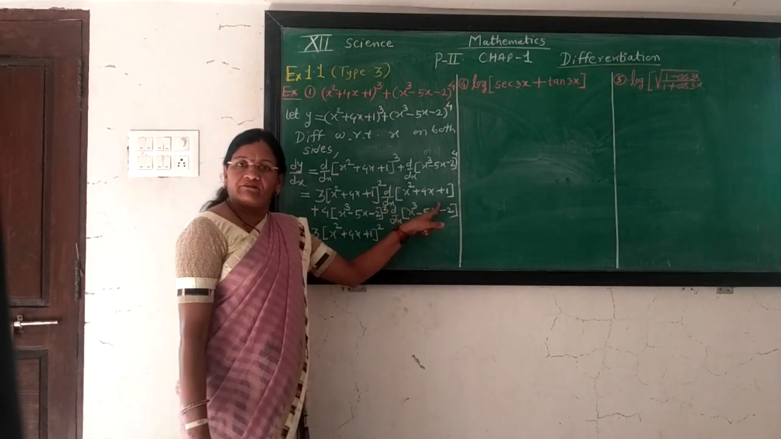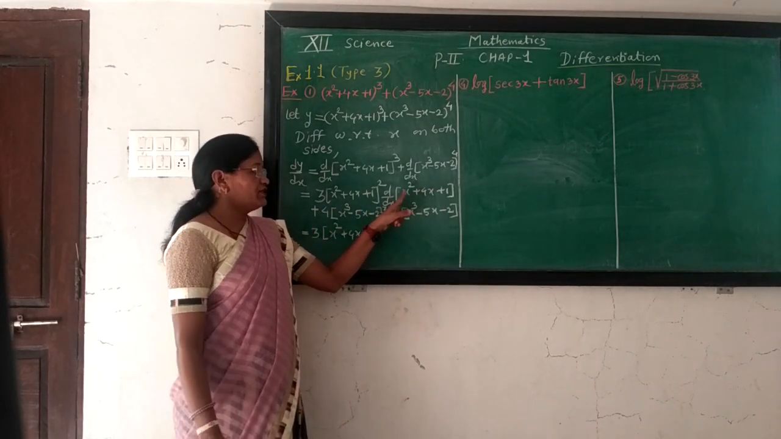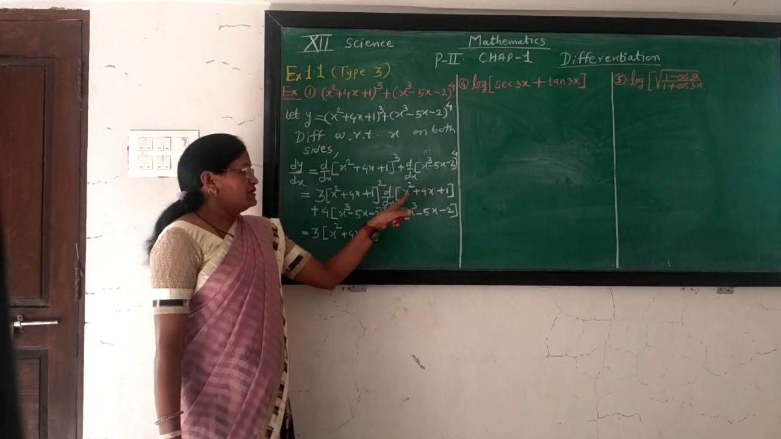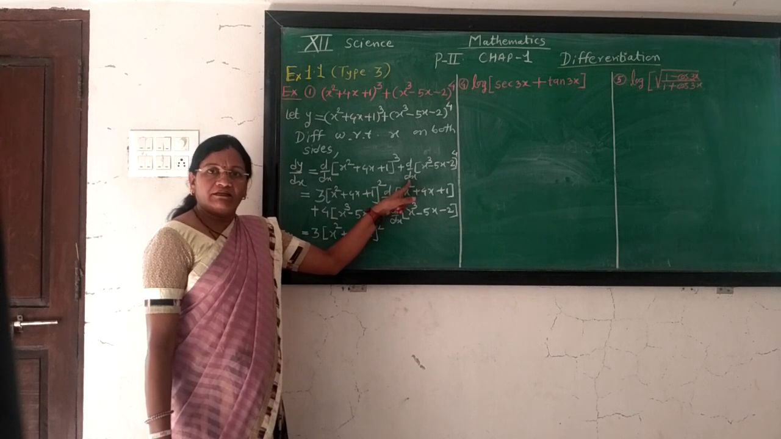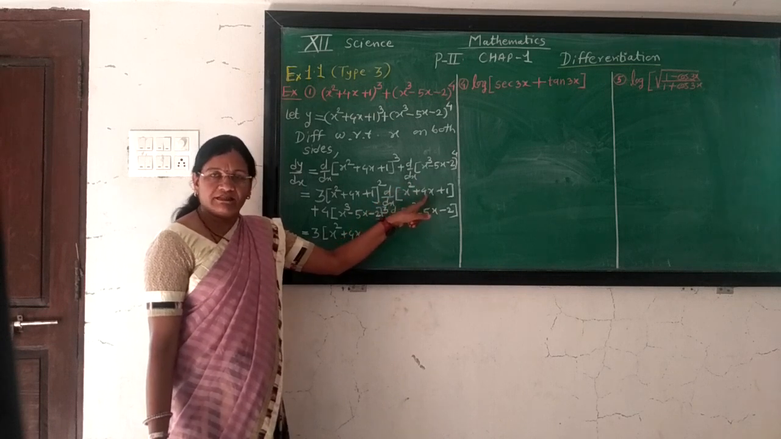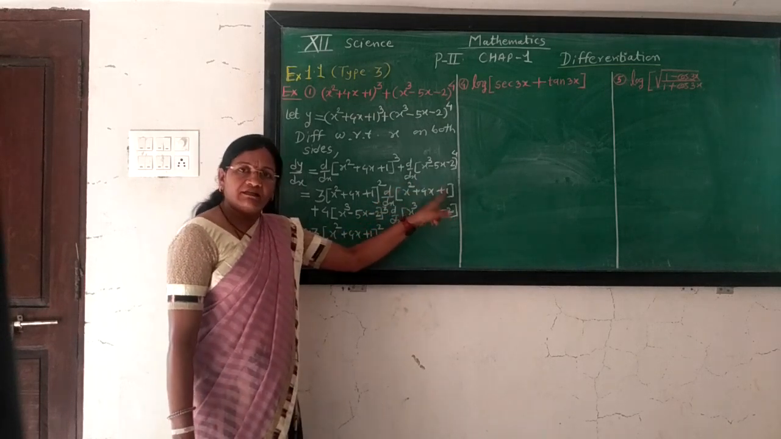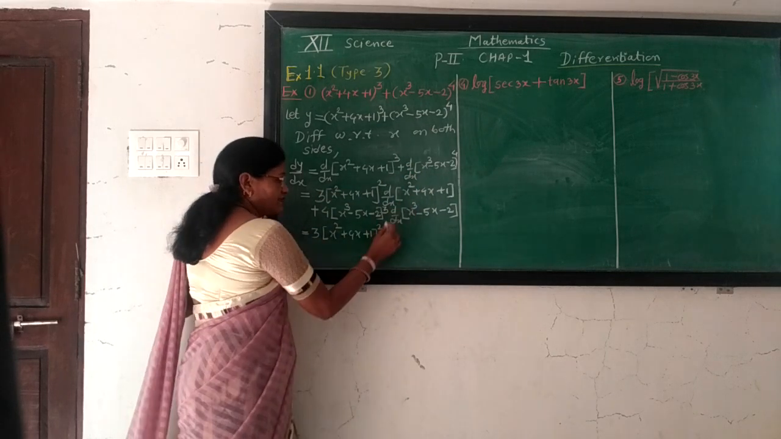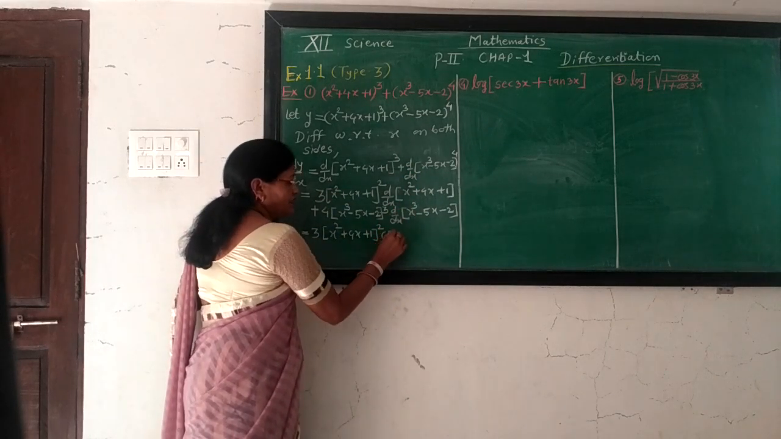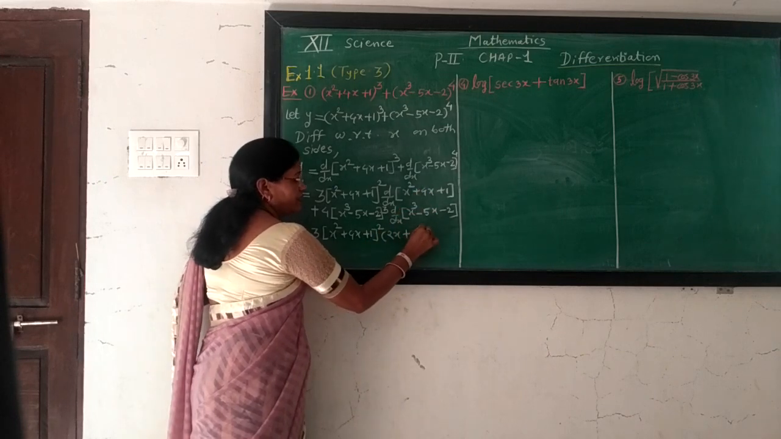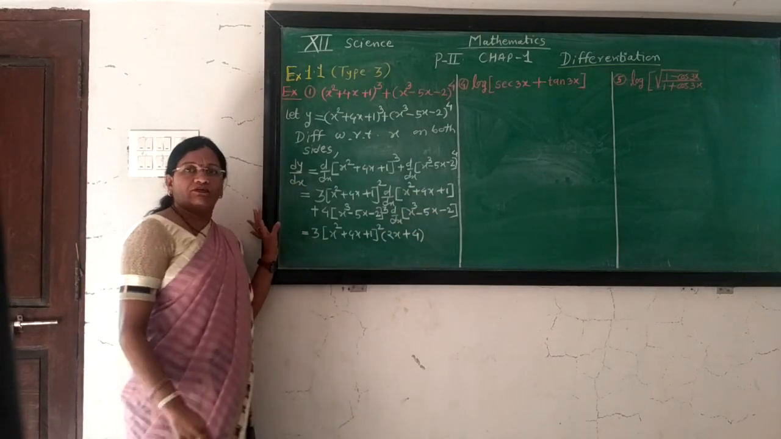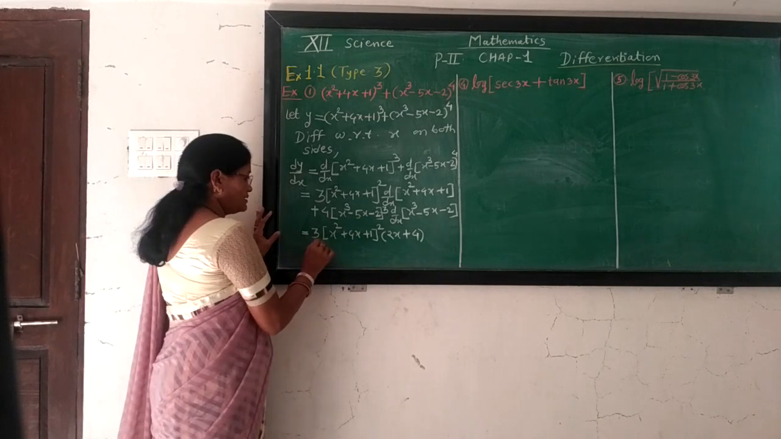Now for this bracket, again we apply the rule for addition, u plus v plus w. We take by the rules, the derivative of x square is 2x, the derivative of 4x is 4, and the derivative of a constant is 0. So we write this step directly as the derivative of x square is 2x, the derivative of 4x is 4, and the derivative of 1 is 0.